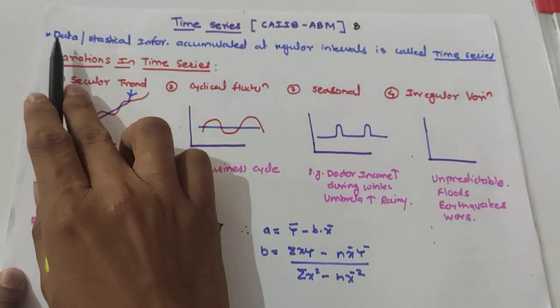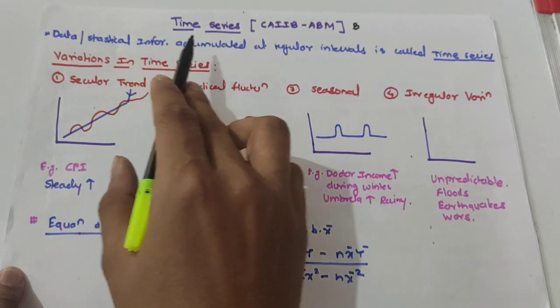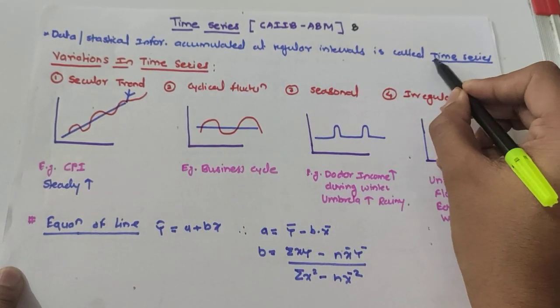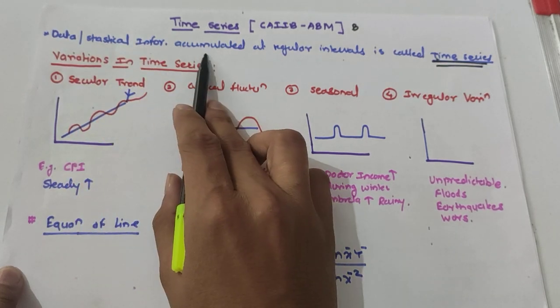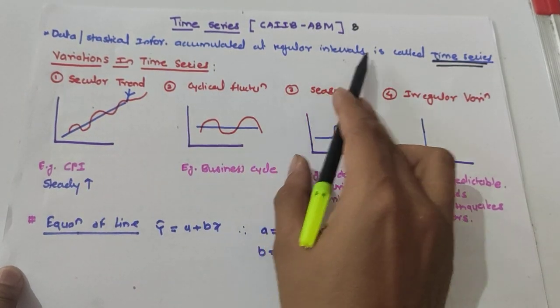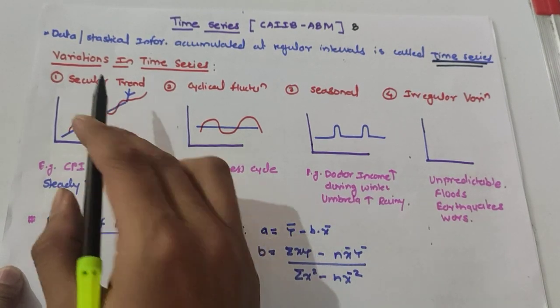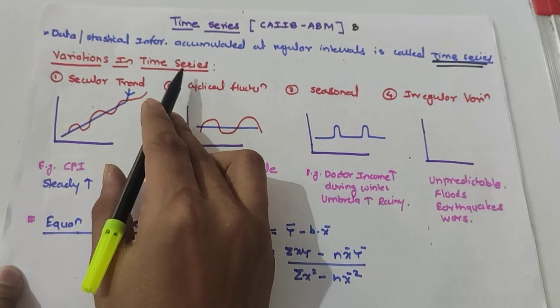See friends, data or statistical information accumulated at a regular interval is called a time series. What is time series? It is nothing but the data accumulated at a regular interval. It is called the time series. So friends, see, variation in time series. What are the variations in time series?